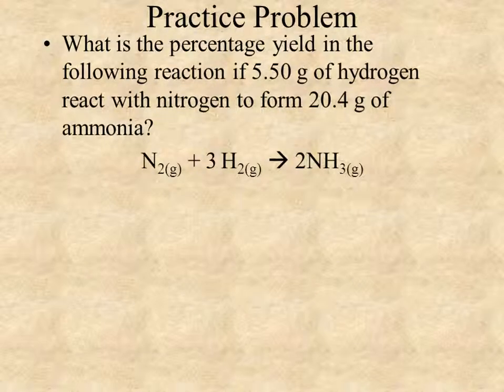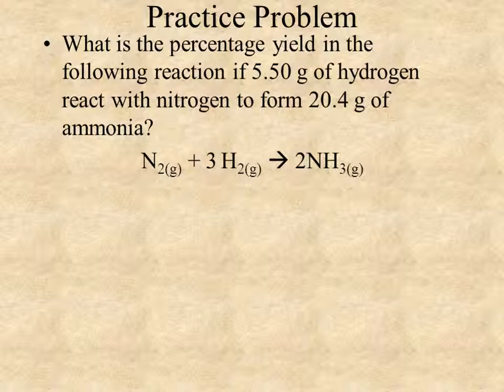In this problem, we have a situation which is more realistic of the type that we would typically work with and find. What is the percentage yield in the following reaction if 5.50 grams of hydrogen reacts with nitrogen to form 20.4 grams of ammonia? And we see the balanced equation. Now the two masses that we're given, first inclination might be to just plug those numbers into the percent yield equation and calculate. However, the two masses are for two different substances. And so with at least one of these, we're going to need to do a calculation at first.